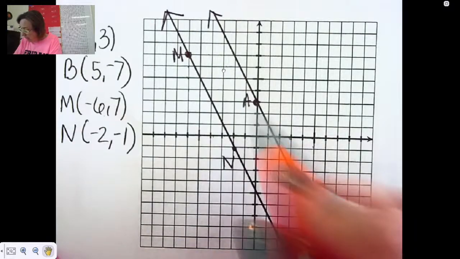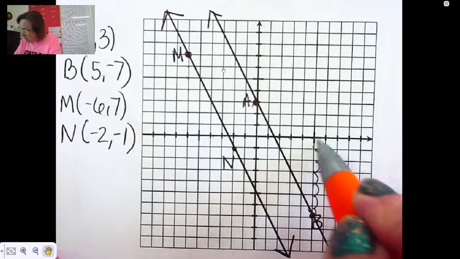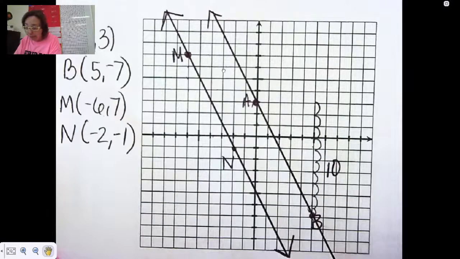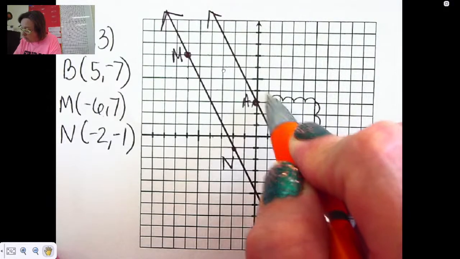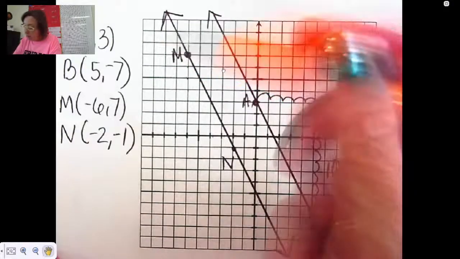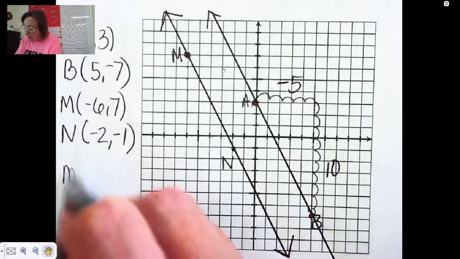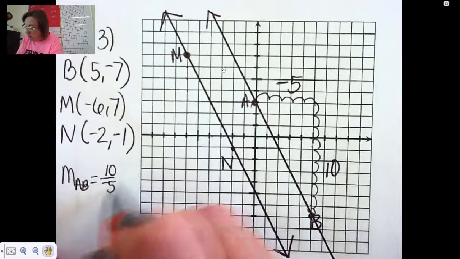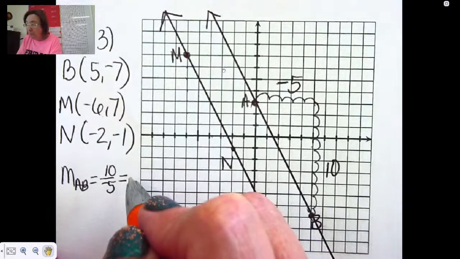Okay? So, here's what we're going to do. I'm going to count from B to A. 1, 2, 3, 4, 5, 6, 7, 8, 9, 10. So I went up 10. And then over 1, 2, 3, 4, 5. But I went that way, so it's a negative 5. So my slope for AB is going to be 10 over negative 5, which is what? What does that simplify to? What is that? Almost.